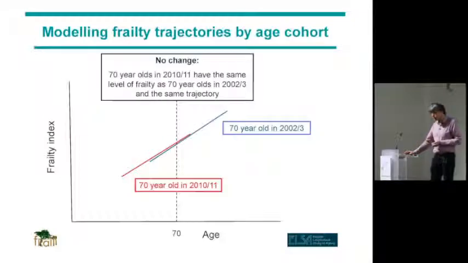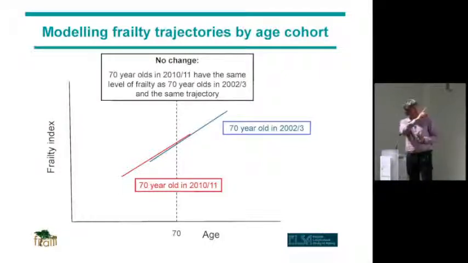I'm going to show you a few demonstration slides. So these aren't data I'm going to show you now, but really I'm trying to illustrate what the data is going to show you later in a slightly more complex slide. So here I have two imaginary age cohorts: people who are 70 in 2002, 2003, and people who are 70 8 years later, 2010, 11.